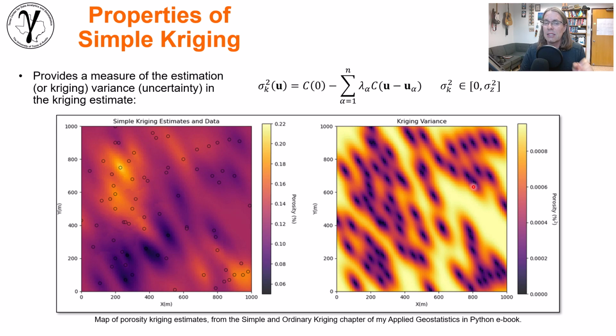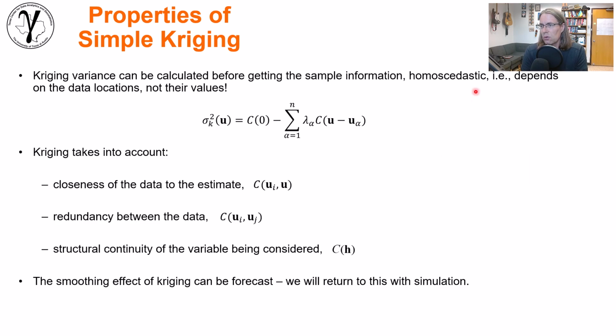That's interesting. It means it's a homoscedastic uncertainty model. It's not dependent on the mean value or the estimate. The variance and the mean are independent of each other. Kriging takes into account closeness. I've said this, the redundancy, structural continuity, in other words, the variogram.